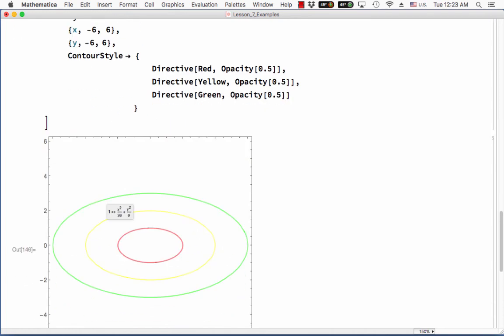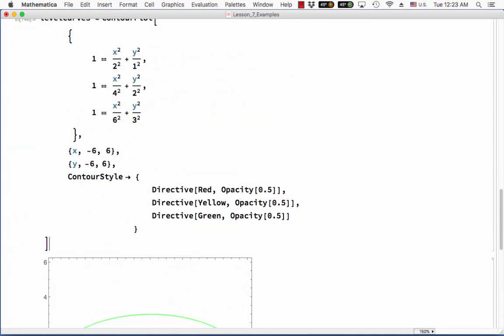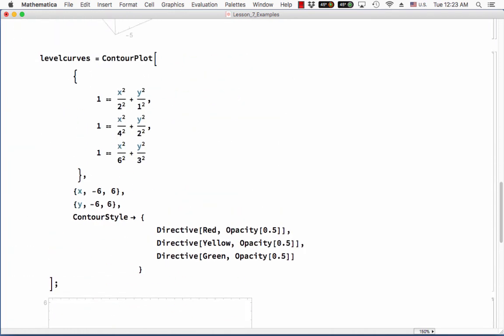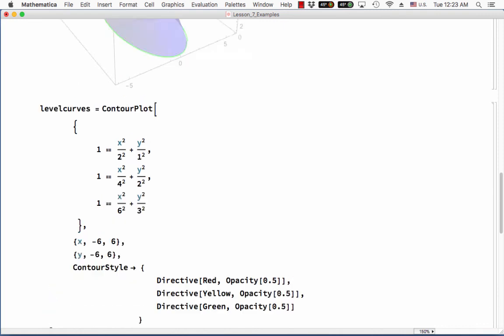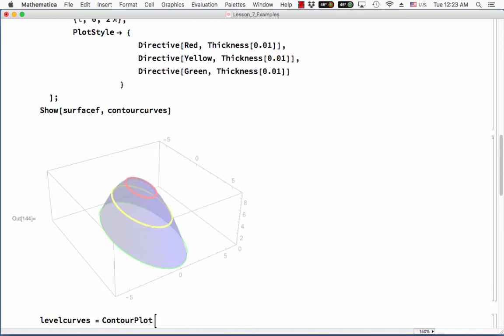And what I wanted to do is actually combine. Let's go ahead and suppress this detail. So now I'm going to have a graphic called level curves. Up here, we're going to have one called surface and contour.